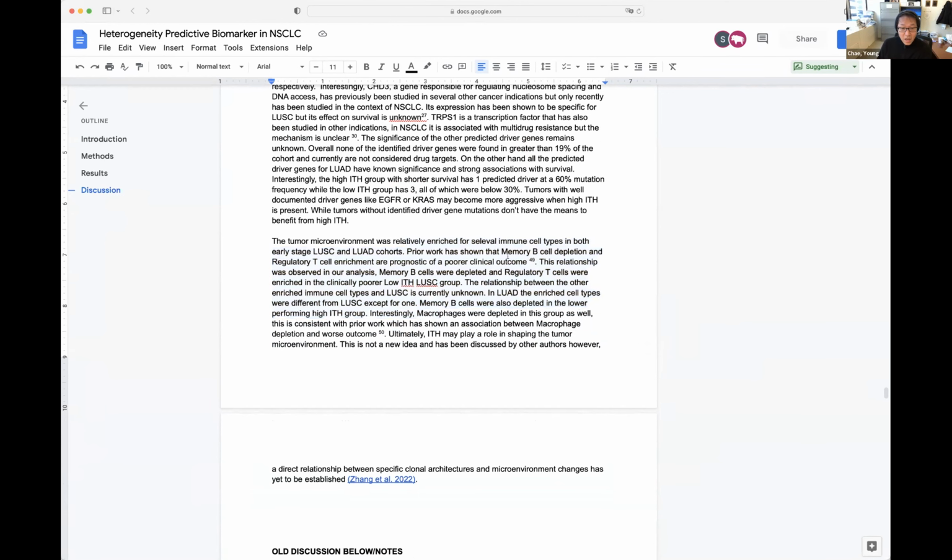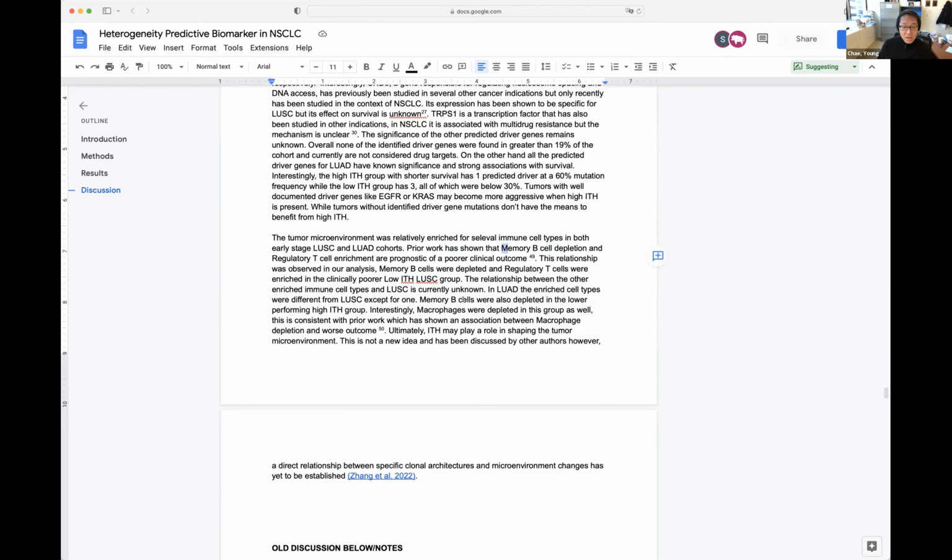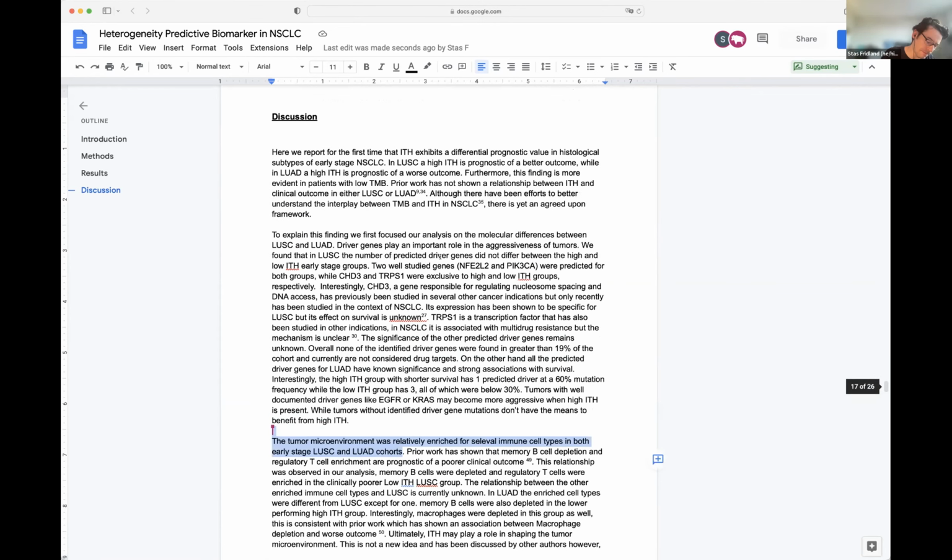Yeah, this one's okay. You don't have to use capitals for regulatory or macrophage. So I would say tumor microenvironment were a little different, adeno and squamous. So here, this sentence seems to say they're similar, but they're a little different. So emphasize they're enriched, but with different types of cells, mainly in squamous versus non-squamous. So just emphasize that. Okay, so I'm okay with this.